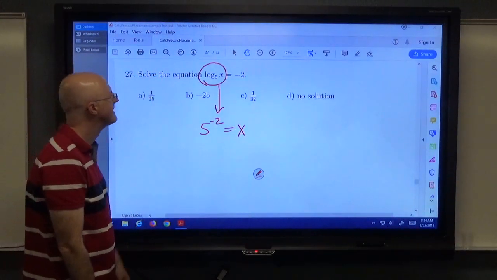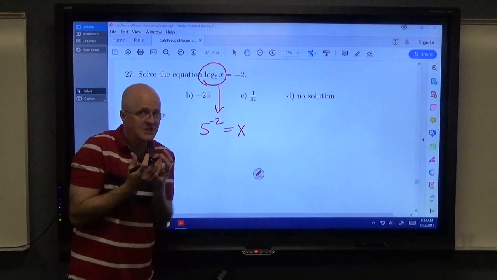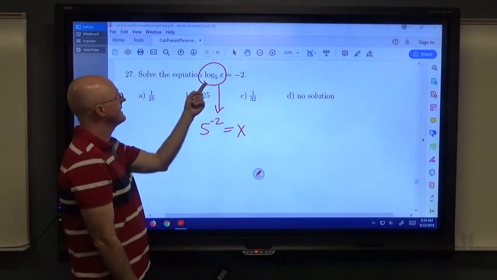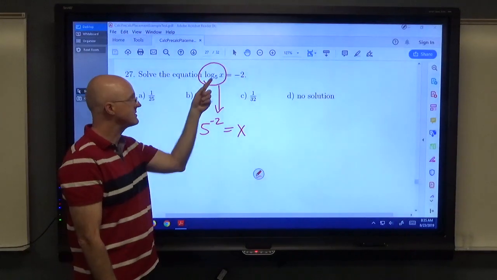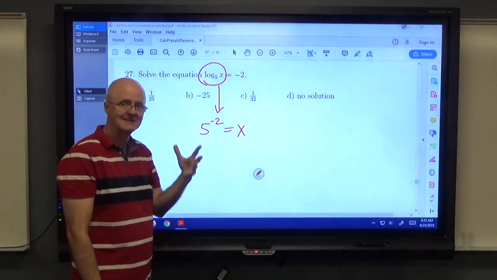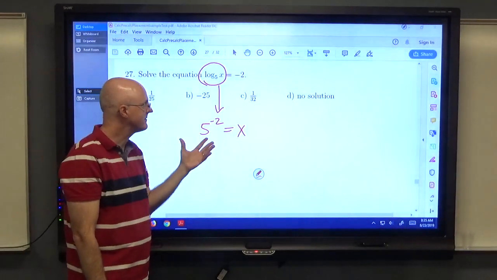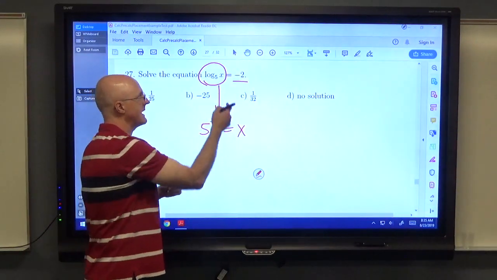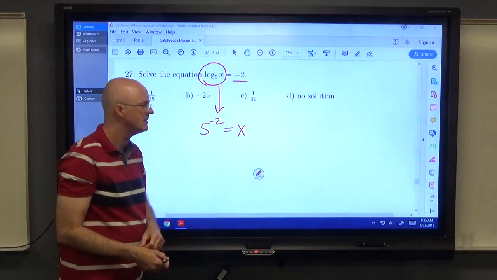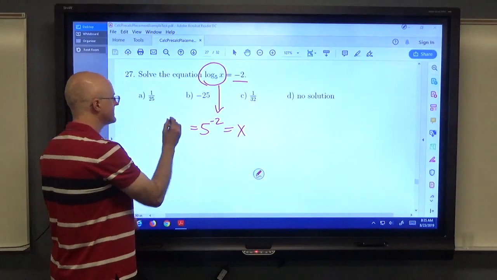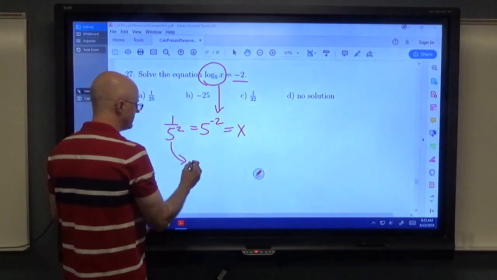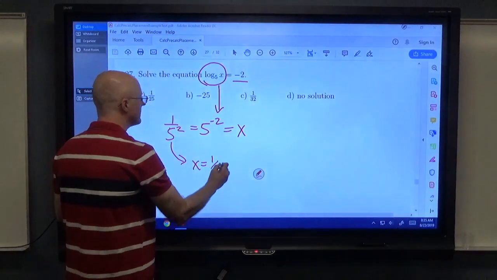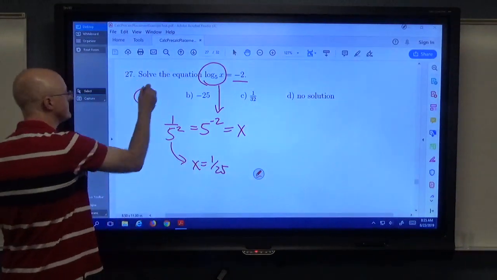Should I say that again? This whole symbol, by definition, is nothing magical. By definition, this whole symbol represents the number to raise the base 5 to get the input, x. Therefore, x must be 5 to the negative 2 power, because we're saying this equals negative 2. Which is the same as 1 over 5 to the positive 2, which is the same as 1/25. x is 1/25. Option A.